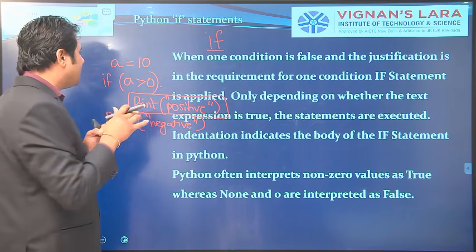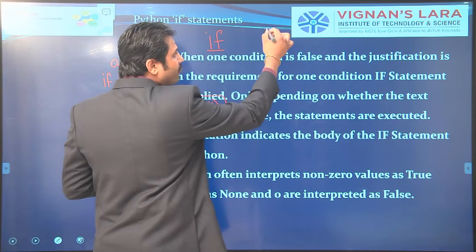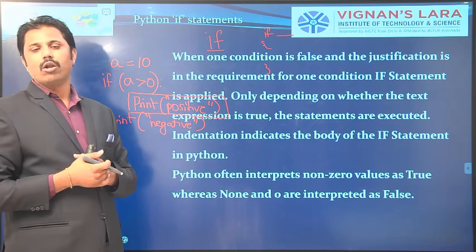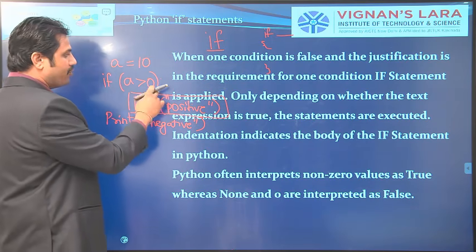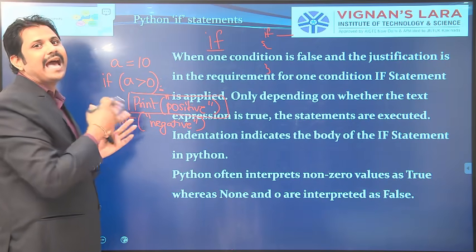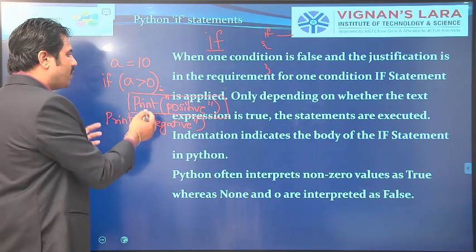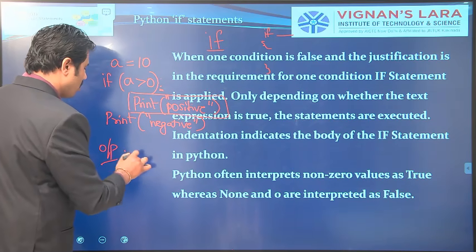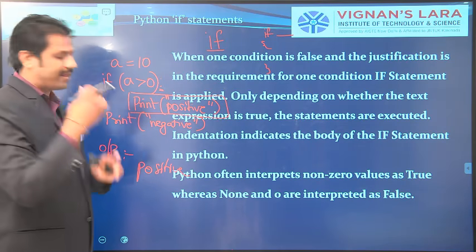In C, you have to use curly braces after the condition. Here there is no need to write all those things. You simply use indentation; that means a tab gap, and that is going to be the block. So with a equals 10, it executes this and your output is positive. You will get output like this.